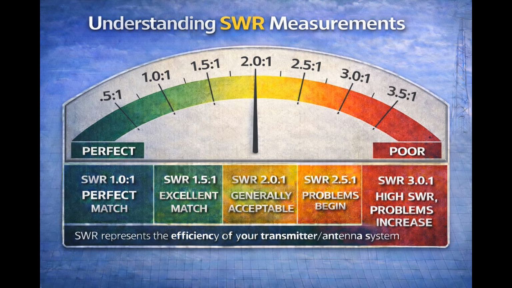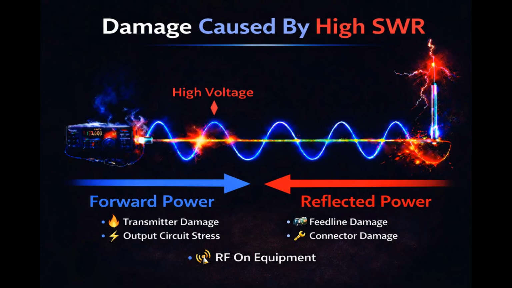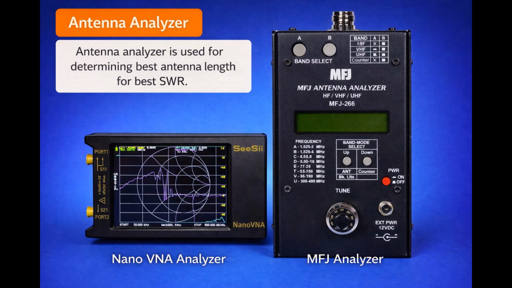These values mean that most of your transmitter's power is being delivered to the antenna and radiated as a signal, rather than being reflected back toward the radio. As SWR climbs higher than 2.0 to 1, more power is reflected, efficiency drops, and the chances of problems increase. Very high SWR can cause radios to reduce output power automatically, overheat components, or in extreme cases, stress or damage the transmitter's final amplifier.